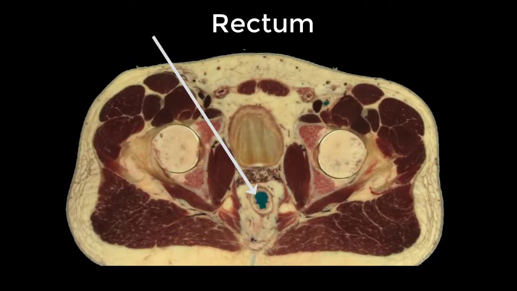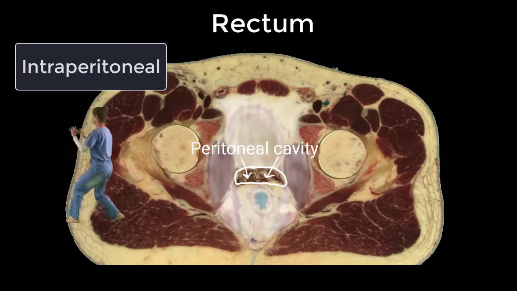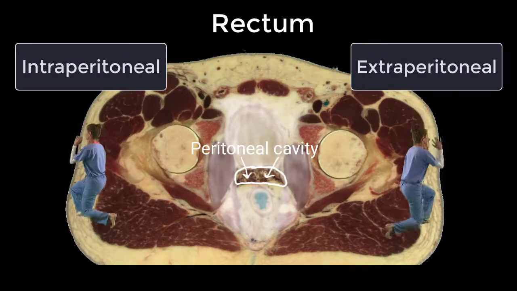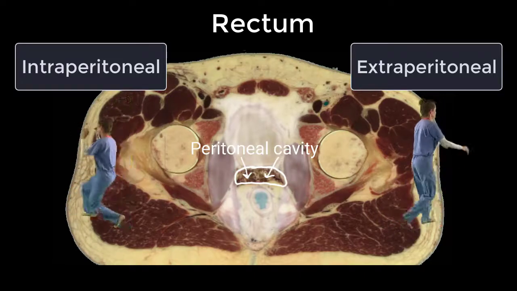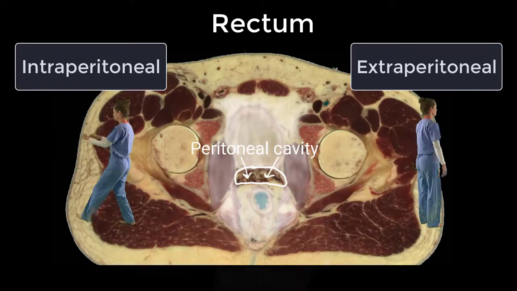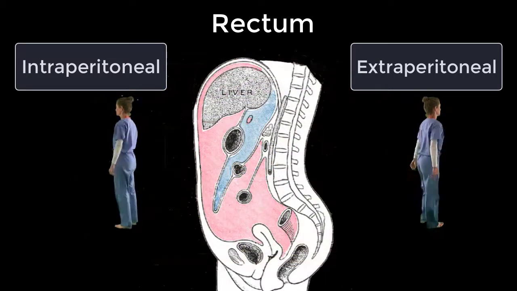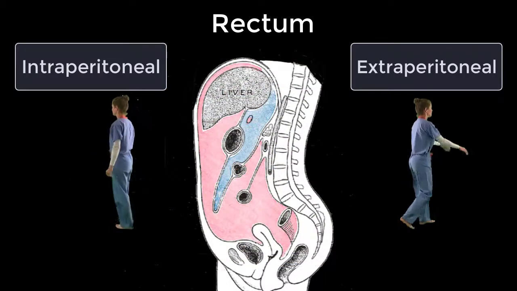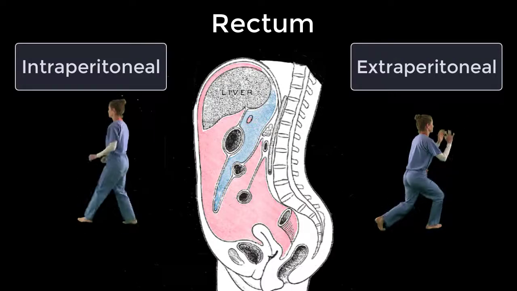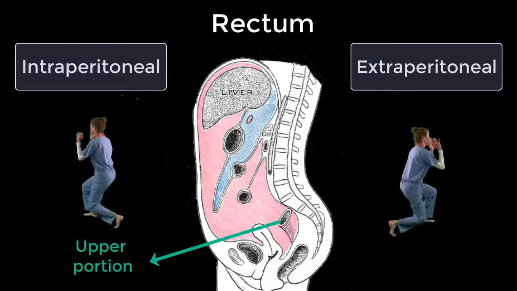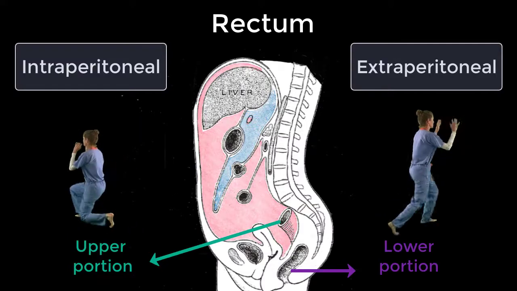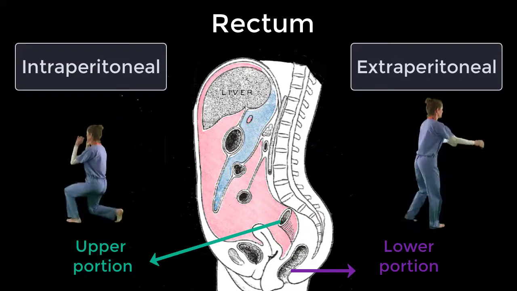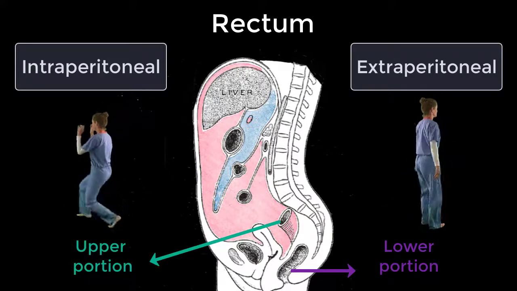Rectum. The rectum is both intraperitoneal and extraperitoneal. Wait a minute. You said the organs that don't help with digestion are extraperitoneal. True, but the rectum marks the transition point for exiting the peritoneal cavity as well as the body, so its upper portion is intraperitoneal, while its lower portion is extraperitoneal, or even more specifically, subperitoneal, since it lies below the peritoneum.